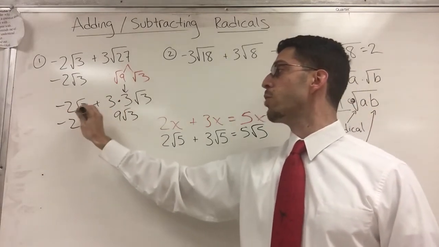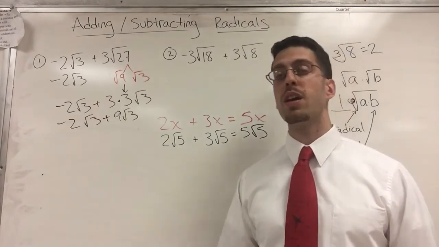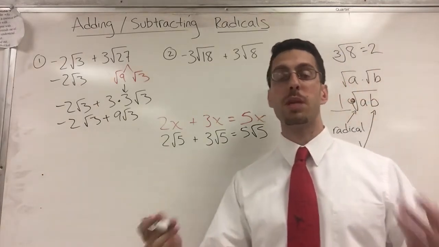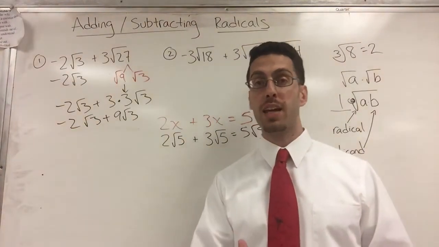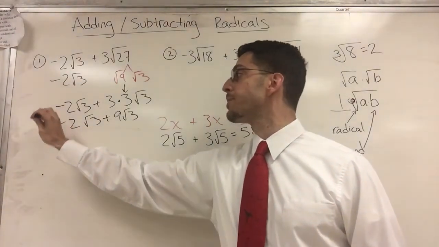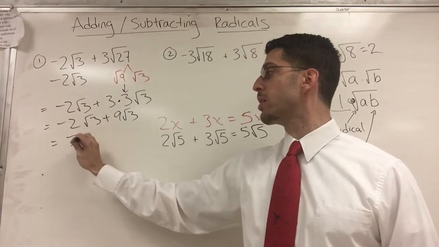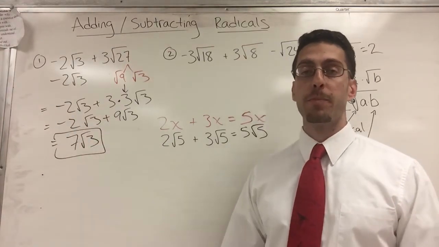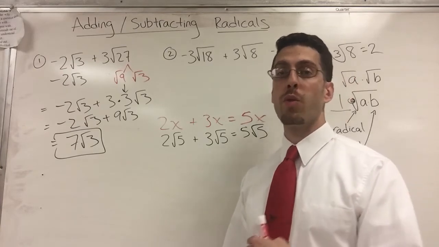So now I have negative 2 radical 3 plus 9 radical 3, and what's the rule? The rule from over here is add the coefficients, keep the like terms, keep the common radicand. So this final answer is 7 radical 3. Alright, we're going to move on, try to do it on your own, and then watch me.